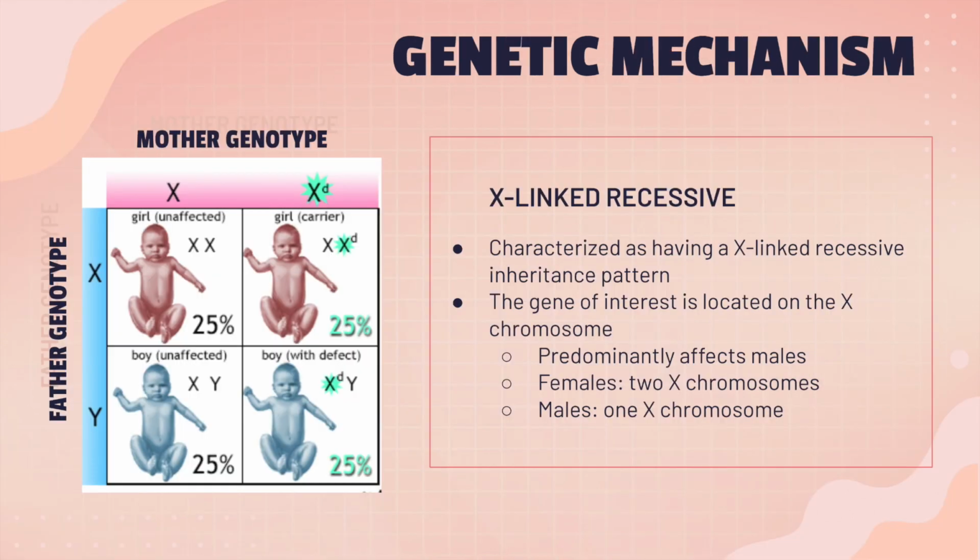The genetic mechanism responsible for both Duchenne and Becker muscular dystrophy is identical, as these conditions are characterized by having an X-linked recessive inheritance pattern. This indicates that the mutated gene is located on the X chromosome of the affected individual. Since females have 2 X chromosomes and males have 1 X chromosome, these conditions are most likely to affect males.